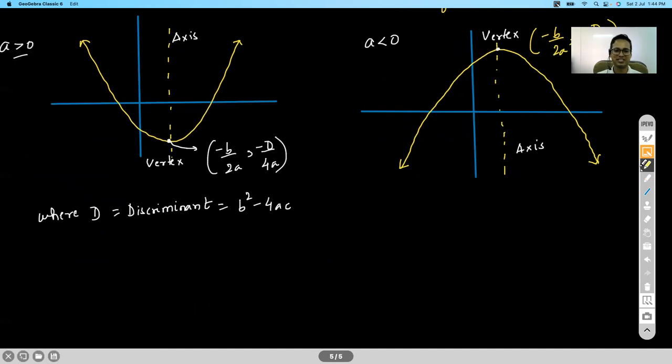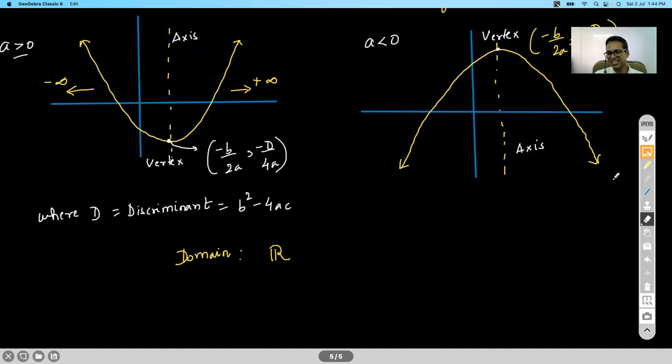What should be the domain of the function? All real numbers, right? All real numbers, because the graph is spreading in both directions indefinitely. So these arms are not going to stop. They are going to go to plus infinity on the right side and minus infinity on the left side. So the span of the function will be the entire real number line along the x-axis, right? What about the range?